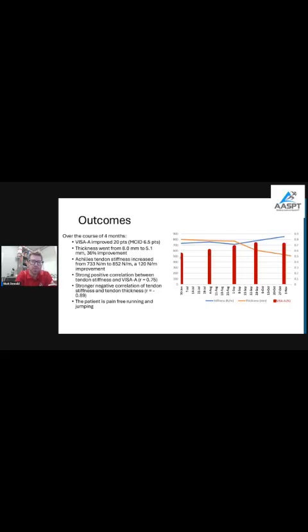There was a negative correlation with tendon stiffness and tendon thickness. So as the tendon tightened up, in my mind, got thinner, the stiffness went up. And this all was correlated with her ability to run and jump.